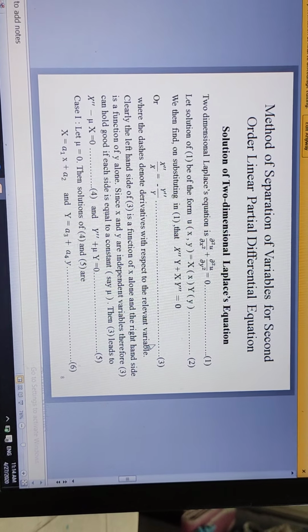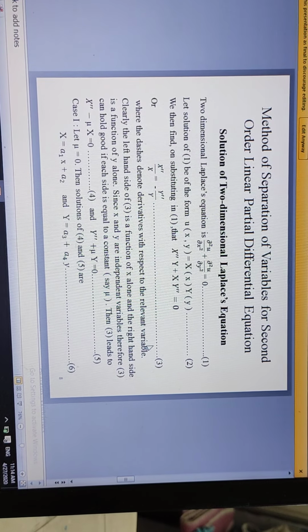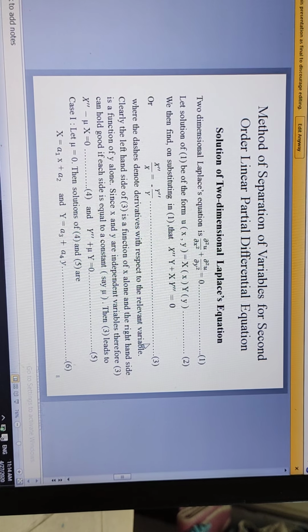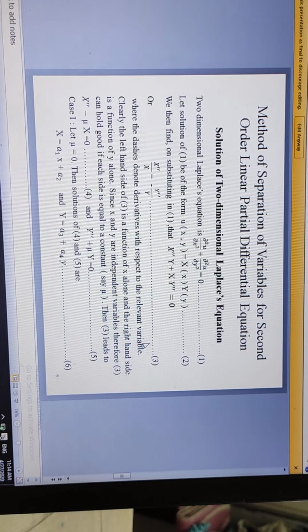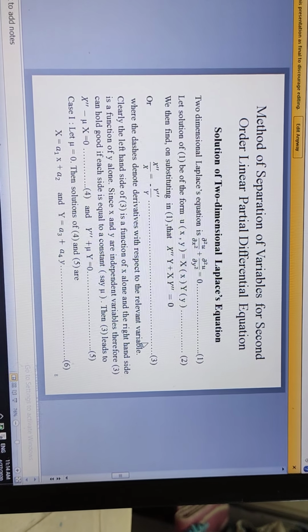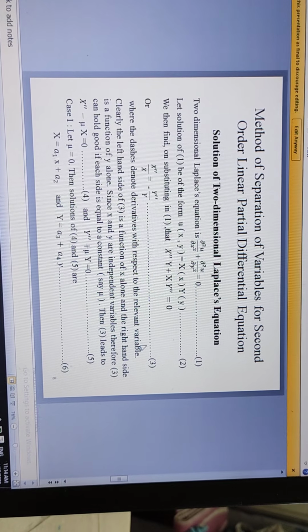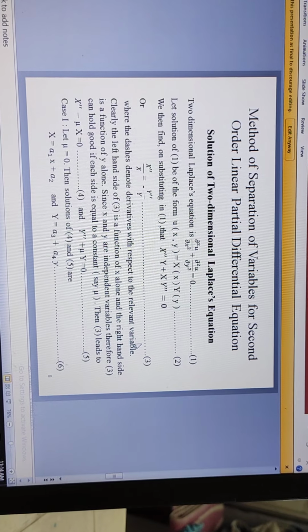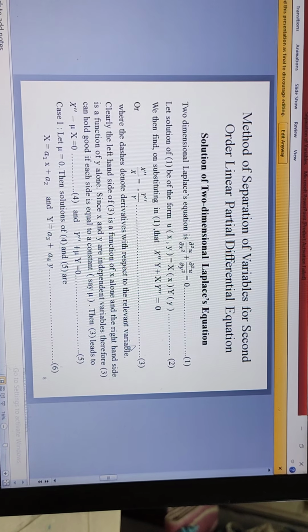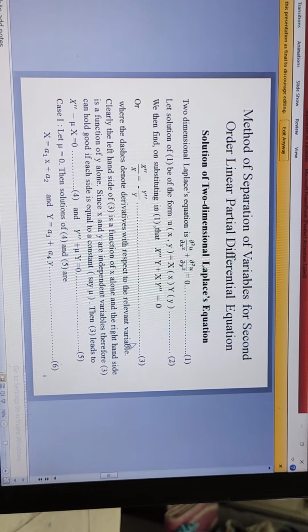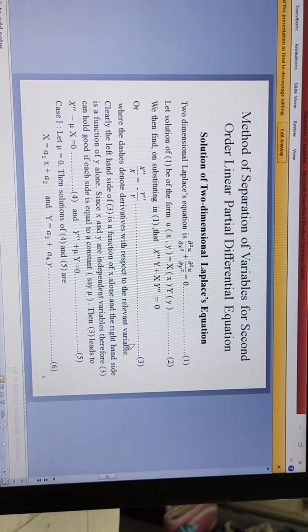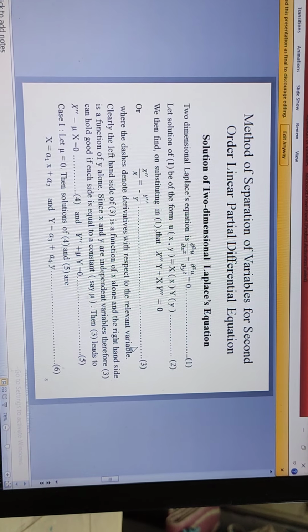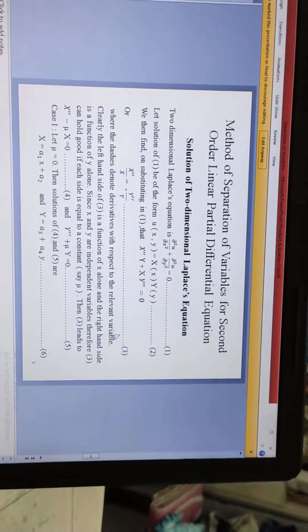The left hand side of equation (3) is a function of x alone and the right hand side is a function of y alone. x and y both are independent variables, therefore (3) can hold good if each side is equal to a constant, say mu. Therefore, X'' − μX = 0, Y'' + μY = 0. Now, three cases arise. First case, let μ = 0. Then X'' = 0 means X = a1x + a2. Y'' = 0 means Y = a3 + a4y.